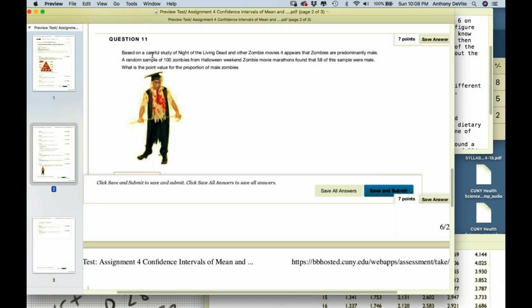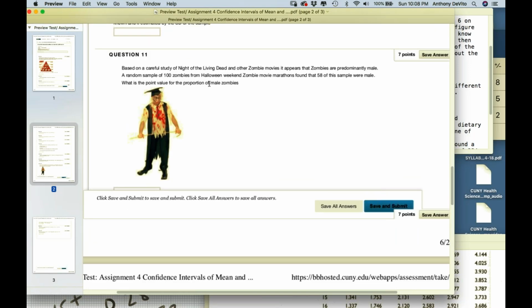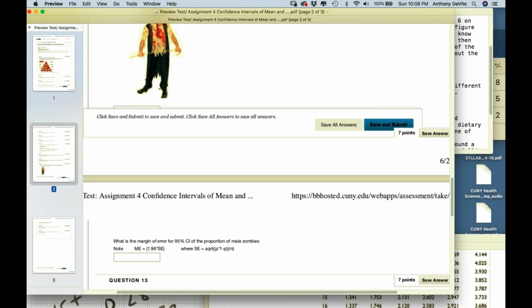So the proportion of male zombies was 0.58, 58%. Okay, so what is the point value for the proportion of male zombies? It's 0.58, right? 58 out of 100.